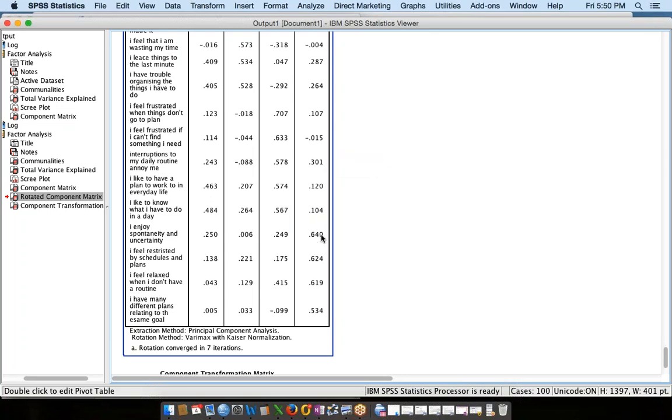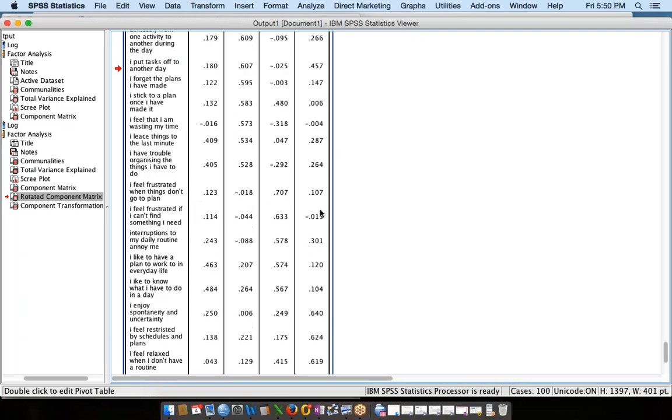And your last factor is spontaneity, uncertainty, doesn't like schedules, feeling relaxed. And these are all the same. So I feel like this loaded really well. There's a couple of items that the way they're worded, of course, are going to load on to two factors, planning and what happens when your plan gets interrupted. So part of that is natural, and part of it you may want to think about how you write them.